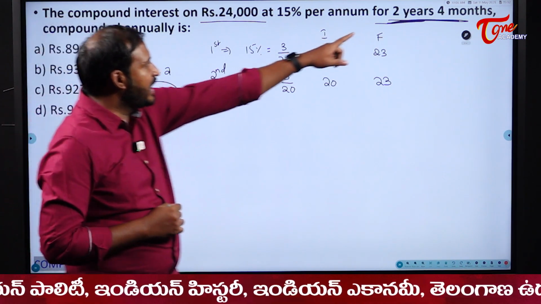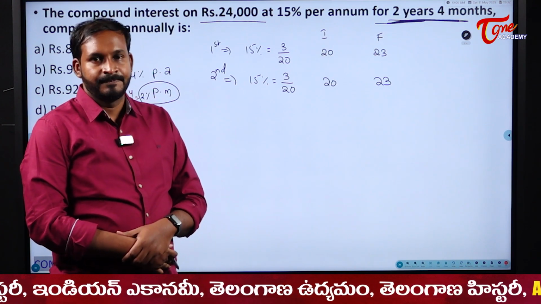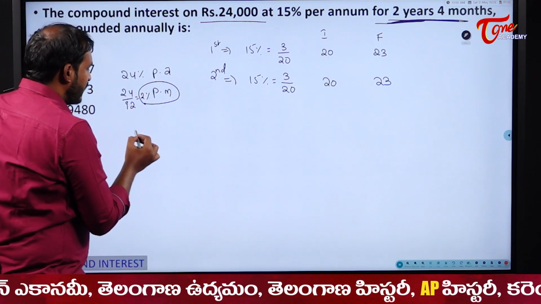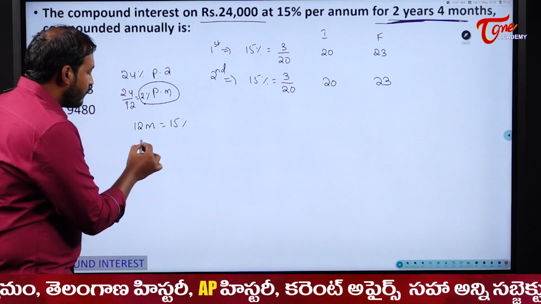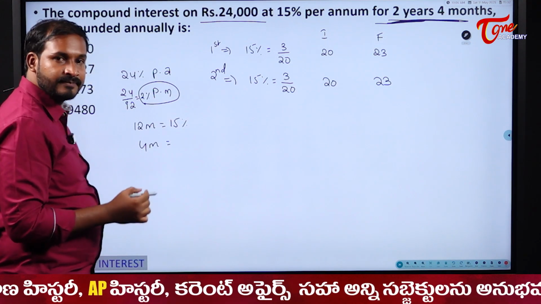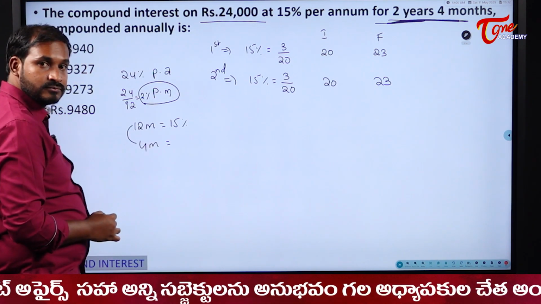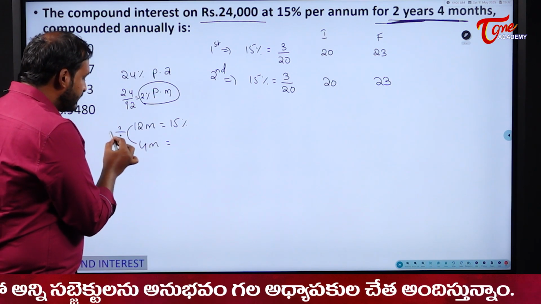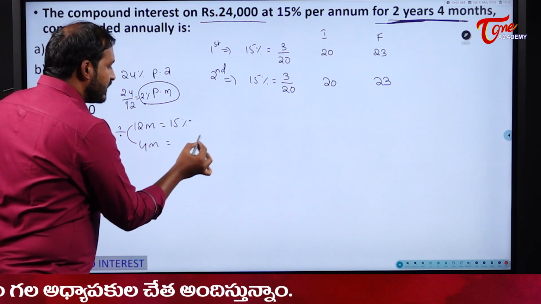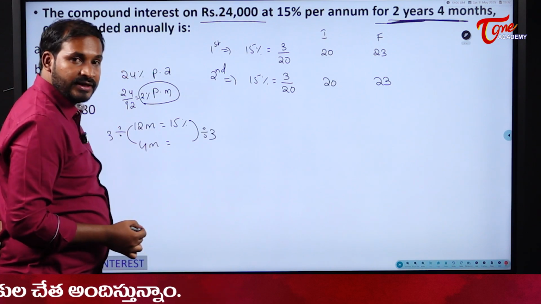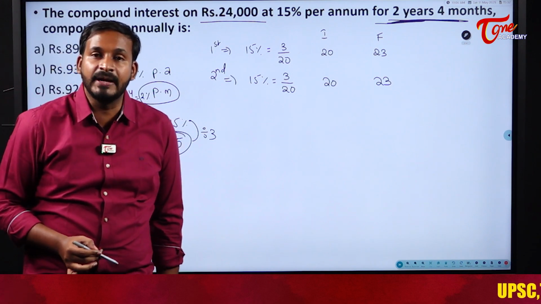Okay. Now I have 4 months. I don't have a complete year. Now tell me, for a year, for 12 months, if the rate of interest is 15%, for 4 months what will be the rate of interest, students? What is the relation between these two? Divided by 3, right? Similarly, here also divide by 3. 15 divided by 3, what is it? 5. That means for 4 months, my rate of interest will be 5%.